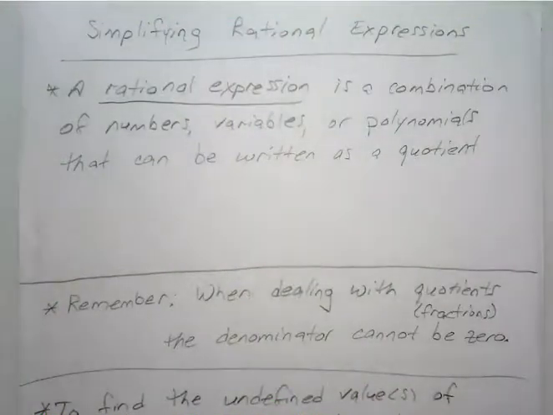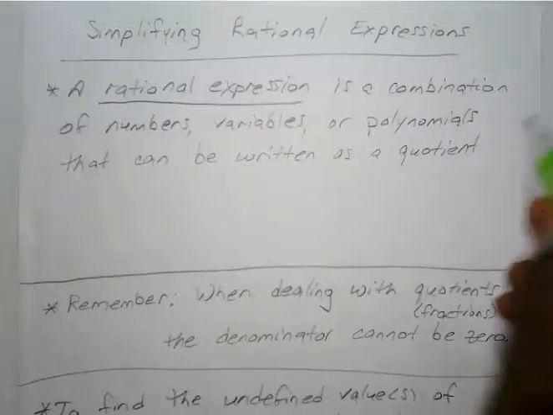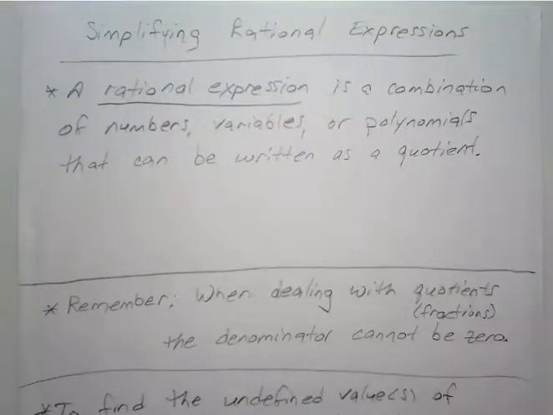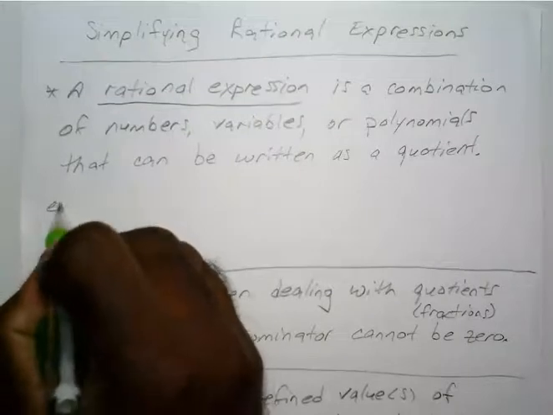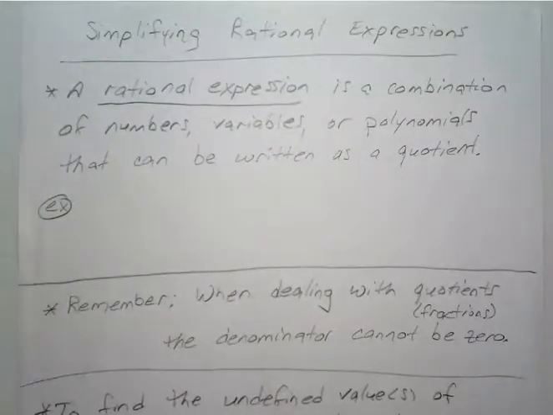Hello everyone. This video will be going over simplifying rational expressions. Now, a rational expression is simply a combination of numbers, variables, or polynomials that can be written as a quotient. And quotient is just another way to say fraction. Let's give a few examples of what a rational expression could look like. Of course, it could look like many different variations, but these are just a few examples.